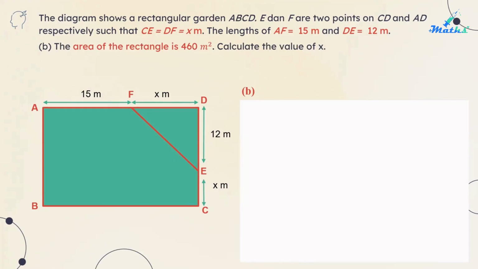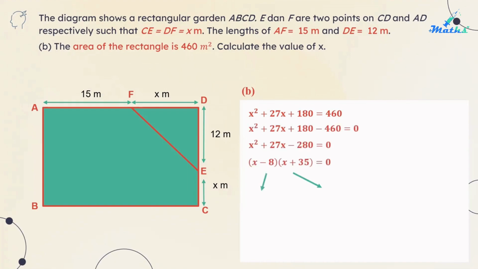The area of the rectangle is 460 m squared. Calculate the value of x. Okay, use the equation that we just solved in question a and form it in general form to find the value of x. Okay, x squared plus 27x plus 180 equal to 460. Then form it in general form. Factorize it, and it will become x minus 8 equal to 0, then x will equal to 8. X plus 35 equal to 0, then x will equal negative 35. For sure, the value of x is positive.